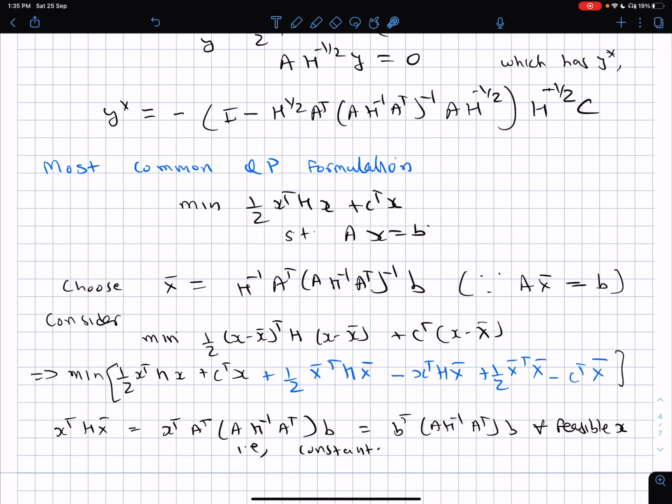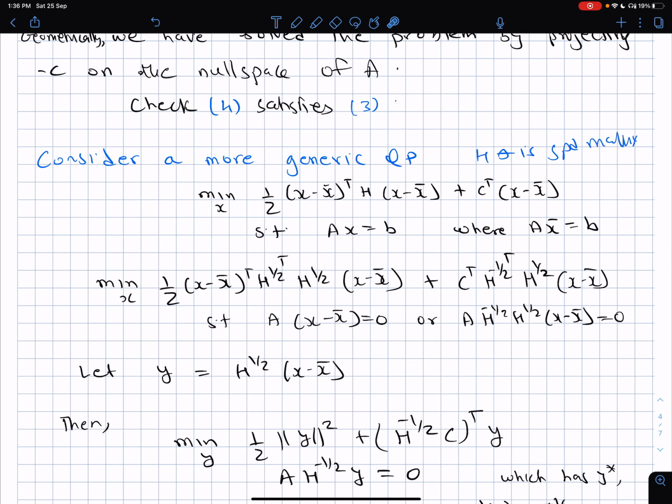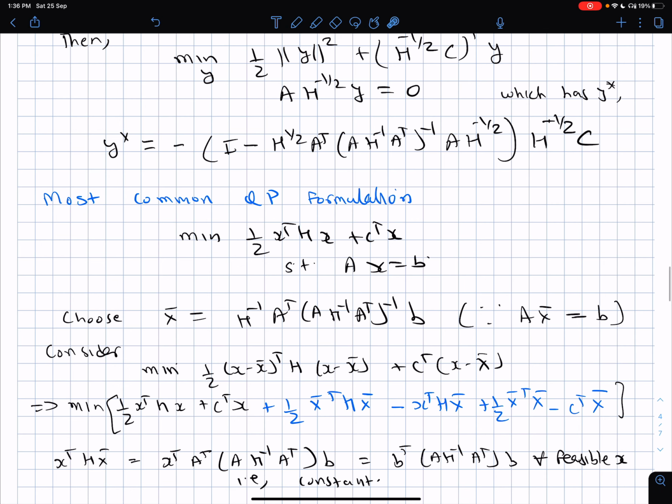I agree it does look messy. Now, if you just look at this x bar and pre-multiply it by A, what happens? A times H inverse A transpose will cancel out with this inverse, leaving you with the vector b, which basically means that A x bar is equal to b. So indeed, x bar meets the requirement of this particular formulation.